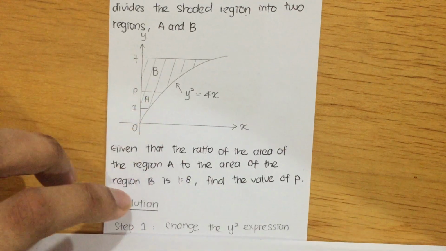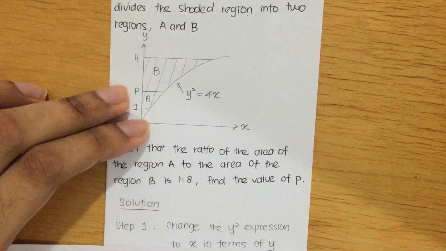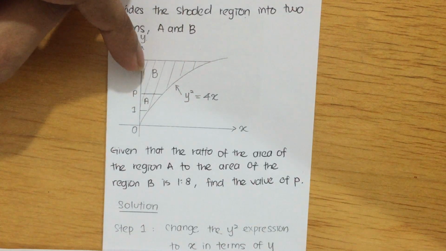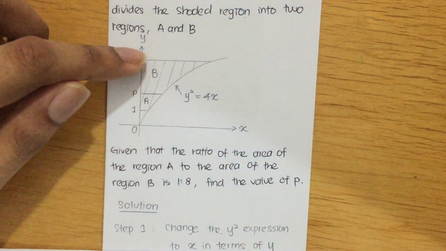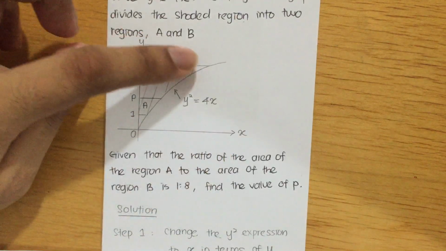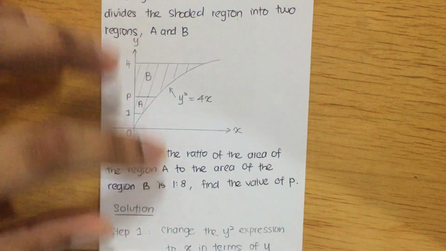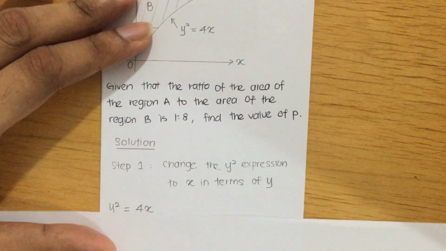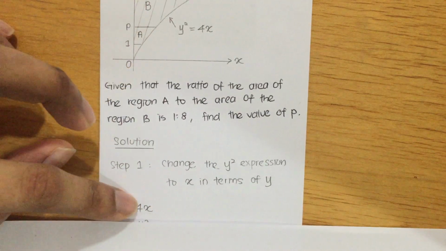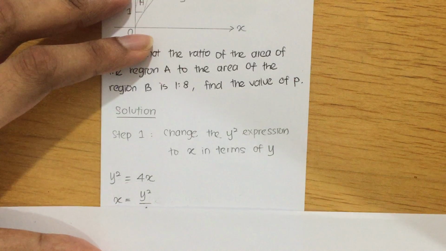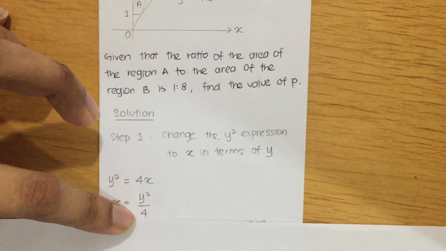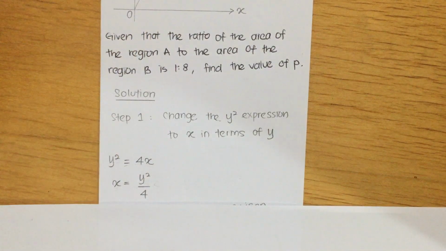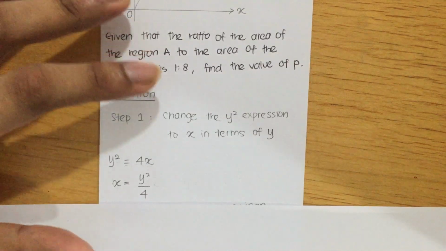Okay, for the first step, what you're going to do is we change the y square expression to x in terms of y, because we are finding the area in terms of the y-axis. In this case, the question is not in the x-axis, guys, but then the area under the y-axis. So we're going to change the y square expression to x in terms of y. Okay, let us continue. So from here, we write down y square equals to 4x. So we can express our x equals to y square divided by 4. So this is the expression of x in terms of y, guys. So we have already successfully done our first step. So proceed to the next step.